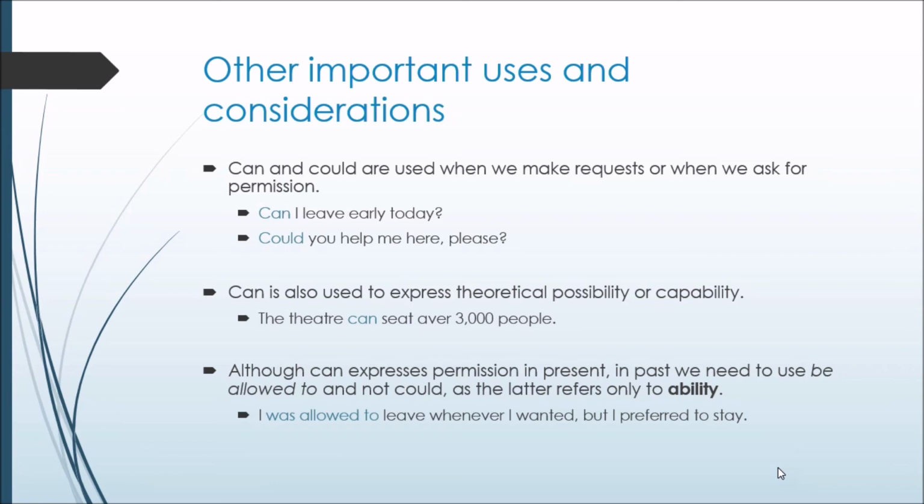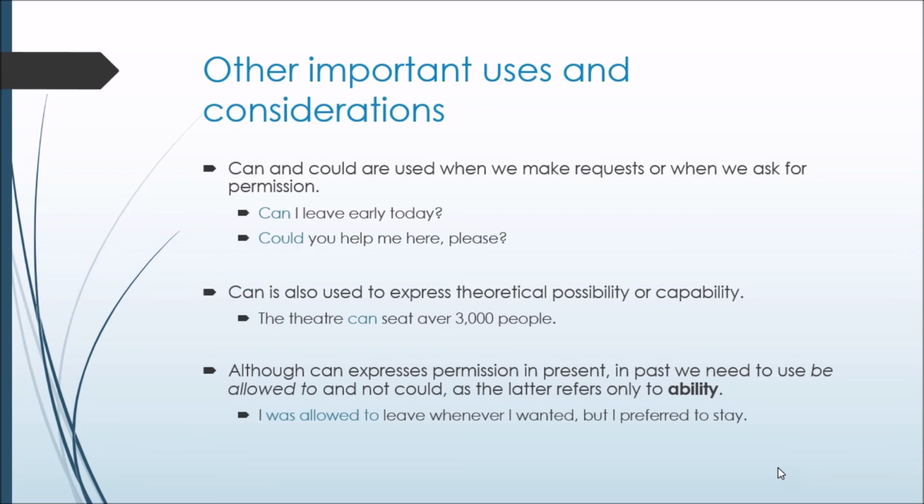Importantly, we can also use can when we want to show some sort of criticism. When you say, for instance, you can be really annoying sometimes. That means that you've got at times the capability of being real annoying, but it depends on the sentence more than the modal verb per se.